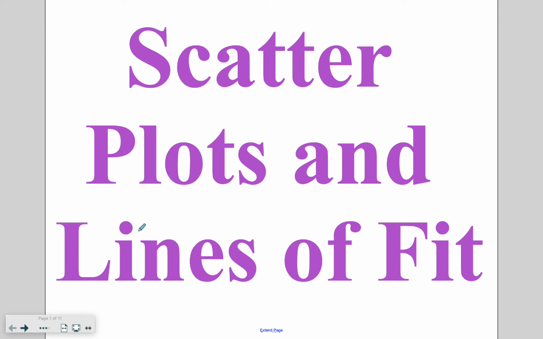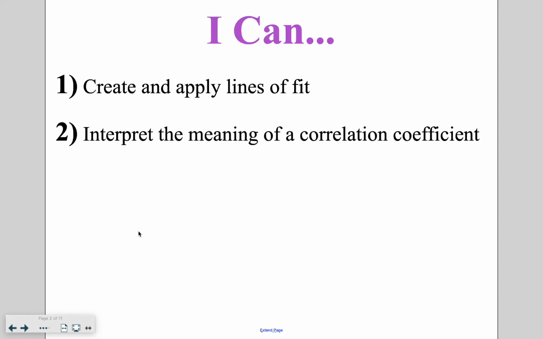Hello class, and welcome to today's algebra lesson, which is about scatter plots and lines of fit. By the end of today's lesson, you will be able to create and apply lines of fit, as well as interpret the meaning of the correlation coefficient.